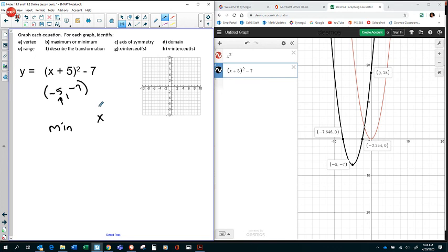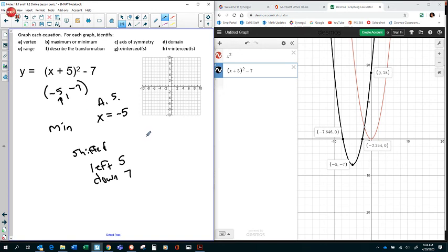So our axis of symmetry is going to be x equals -5. We already know our x-intercepts and y-intercepts. Describe the transformation. It shifted left 5 and down 7. Because it has no a, it didn't get skinny or anything.